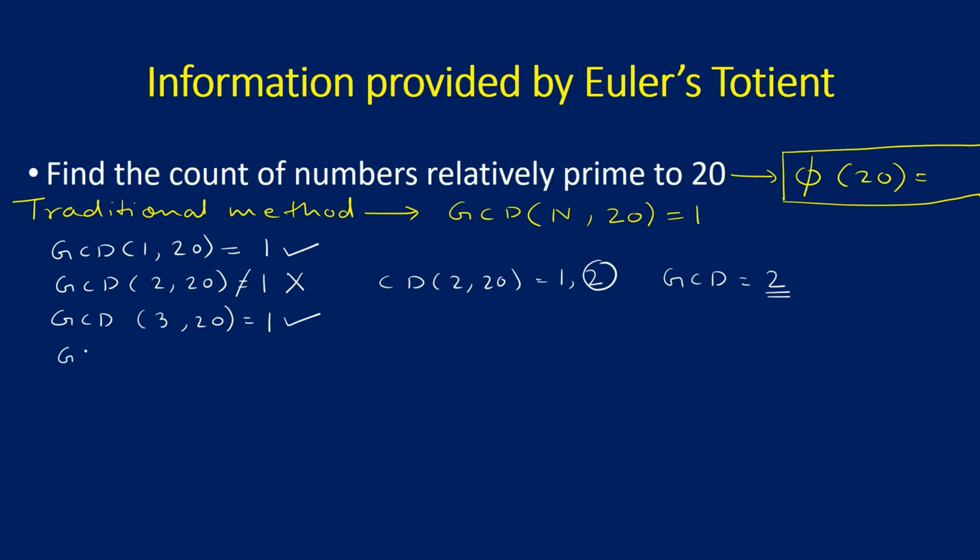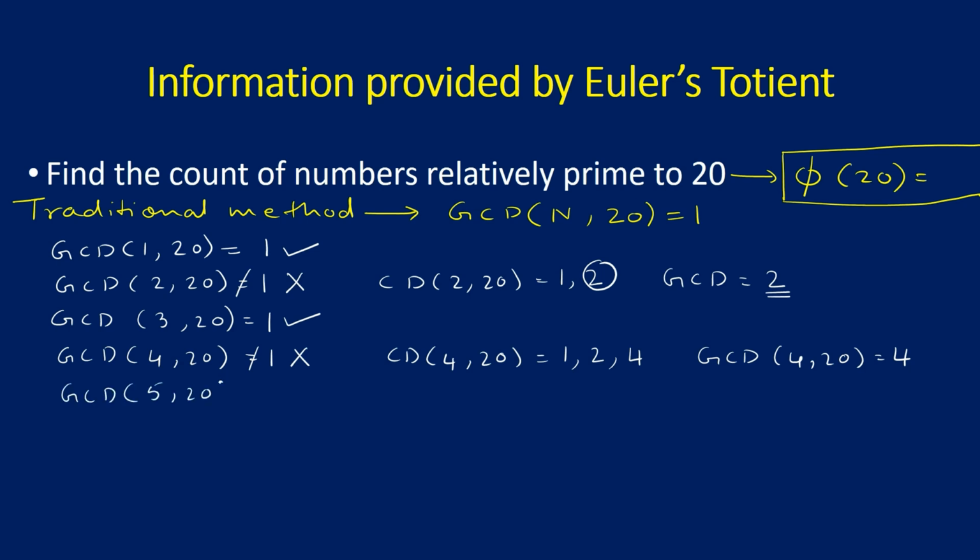What about GCD between 4 and 20? So if you check the common divisor between 4 and 20, you have 1. They can be divided by 2. They can be divided by 4. So the GCD between 4 and 20 turns out to be 4, and since it is not 1, it is not a co-prime number. What about GCD between 5 and 20? Again, 5 and 20 can be divided by many numbers other than 1. So since GCD is not 1, it is not co-prime number. What about GCD between 6 and 20? Again, 6 and 20 have many common divisors other than 1. So since GCD is not 1, it is not a co-prime number.